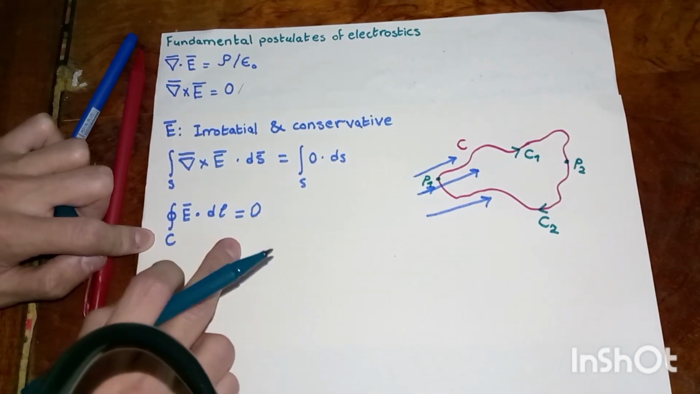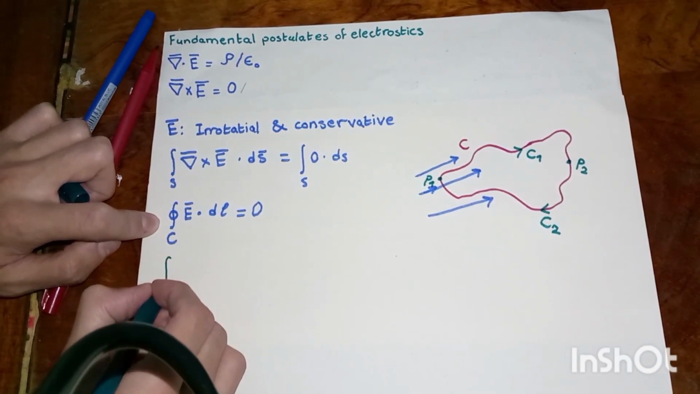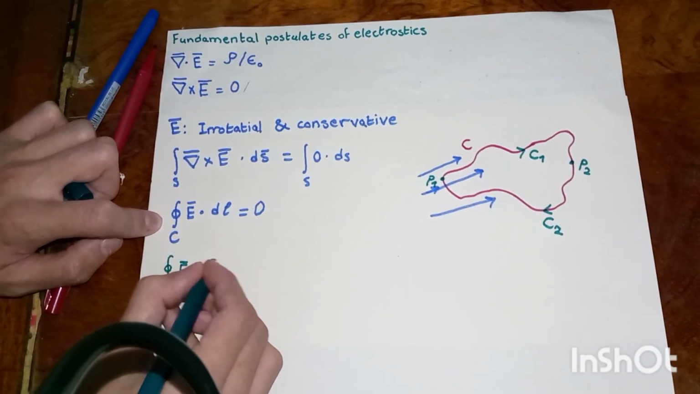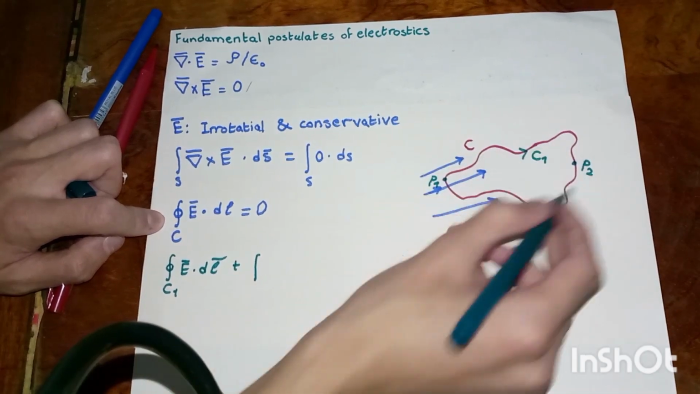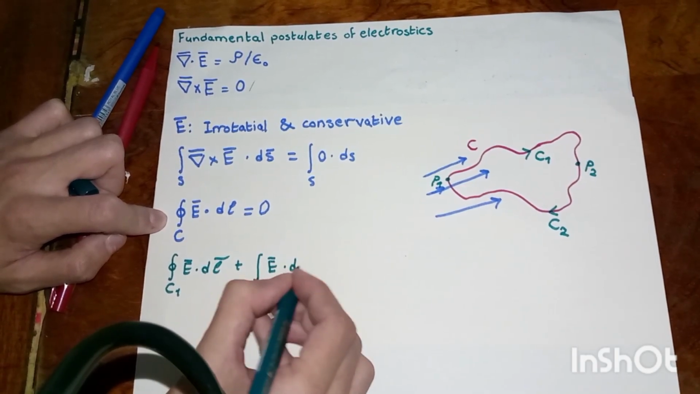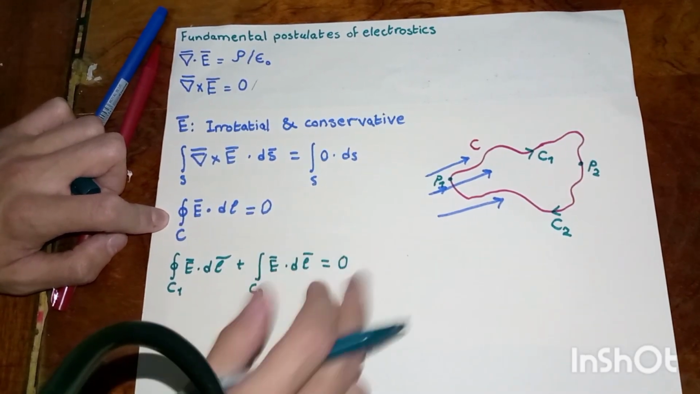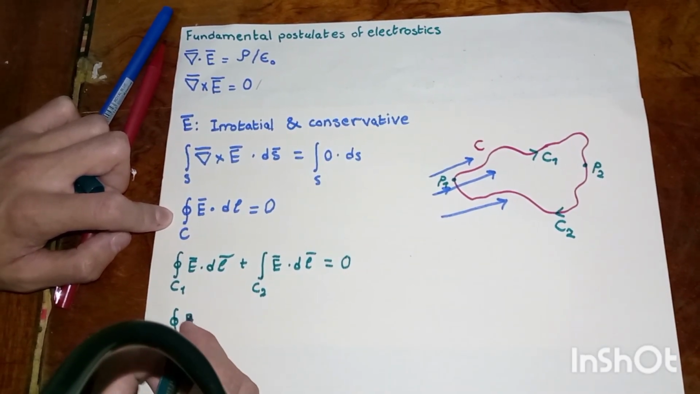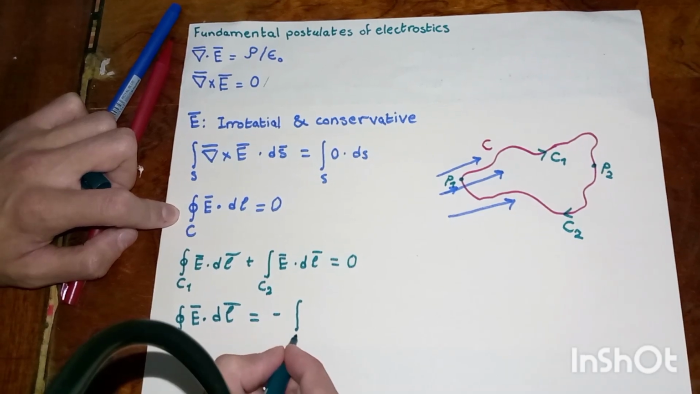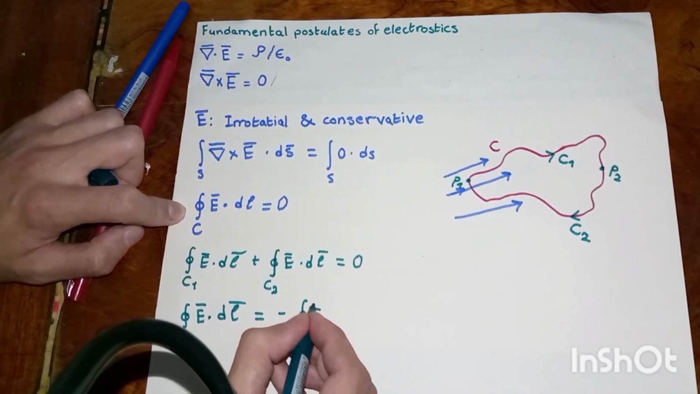According to calculus and the rules of integration, this is the summation of two integrations. Firstly, the integration around C1 plus the integration around C2 of E times dl is equal to 0. Transferring this to the other side, we end up with the integral along C1 of E times dl equal to minus the integral along C2 of E times dl.